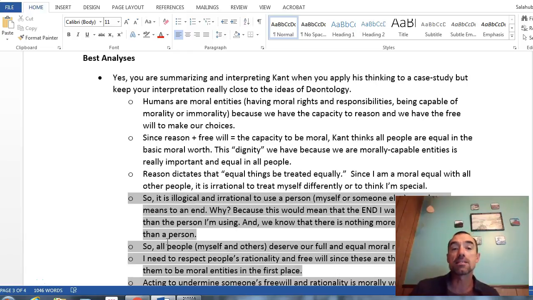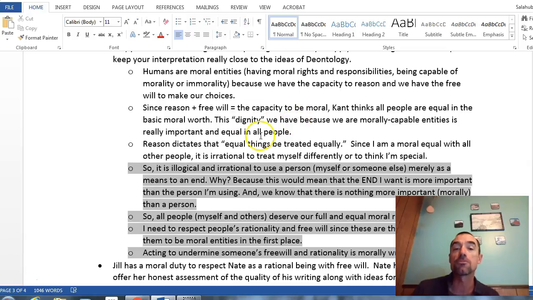What did I see in the best second formulation analyses? Again, they stayed really close to what Kant was talking about. I'm not going to reiterate these basic tenets of the first formulation and the second formulation. They're the same, but how is the second formulation derived from these facts about reason and free will?